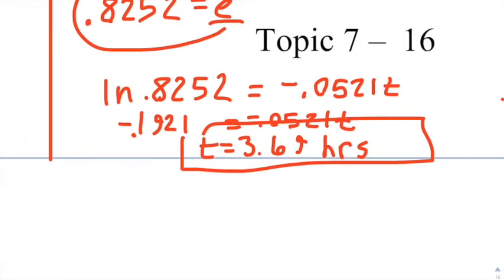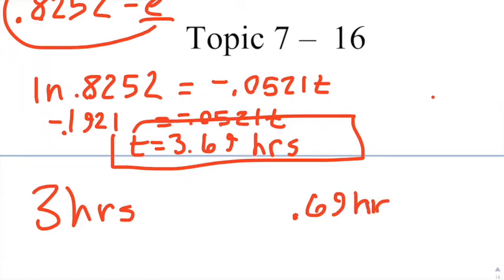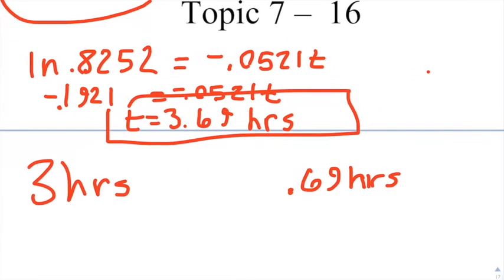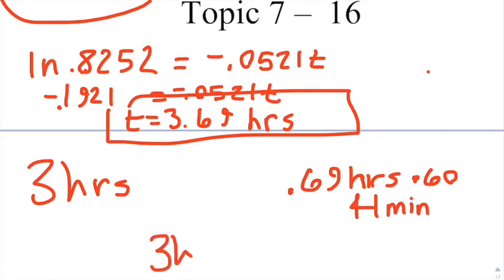If you want to get real fancy with this, we can say it was 3 hours. Then if you want to take that 0.69 hours and convert it into minutes to get a more precise time, we can take 0.69 hours and, I'm sorry, no, that would be times 60 to get the number of minutes. So 0.69 times 60 gives me about 41 minutes, 41.4. So it happened 3 hours and 41 minutes ago.